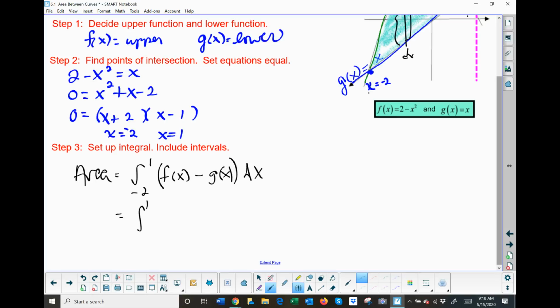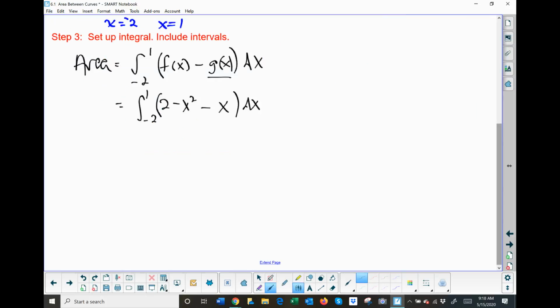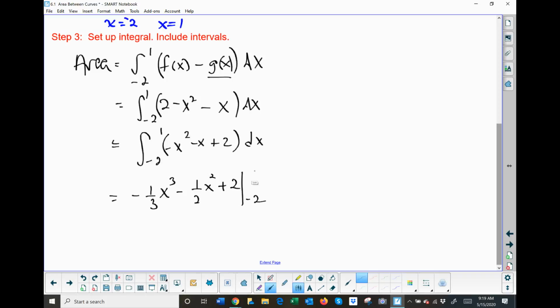I think this one, yeah, let's go ahead and solve it by hand. What was f? 2 minus x squared, minus x for g of x, dx. And then I'm going to integrate it. I kind of like things organized, so I'm going to put them in descending degree order, and now integrate. So I'd have negative 1/3 x cubed minus 1/2 x squared plus 2, evaluated from negative 2 up to 1.